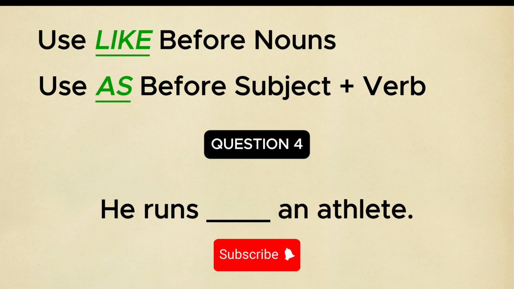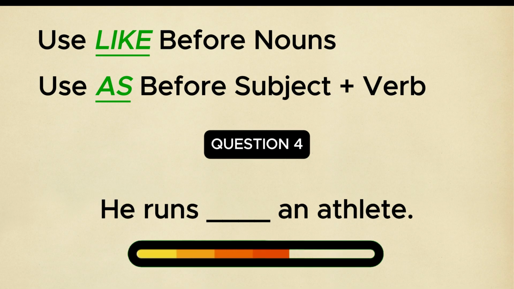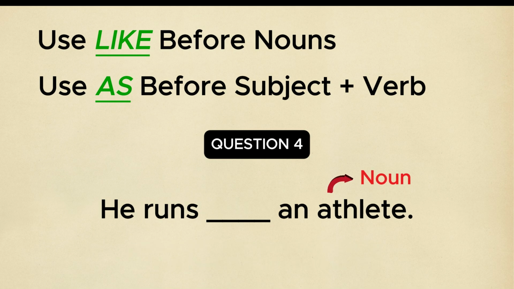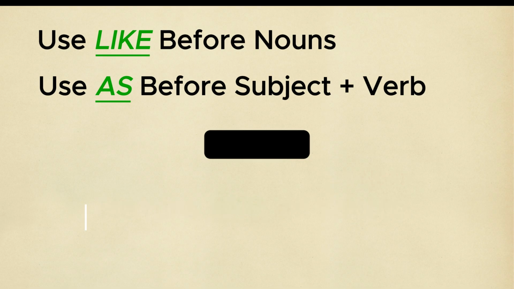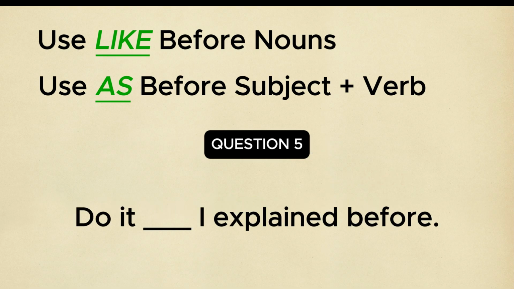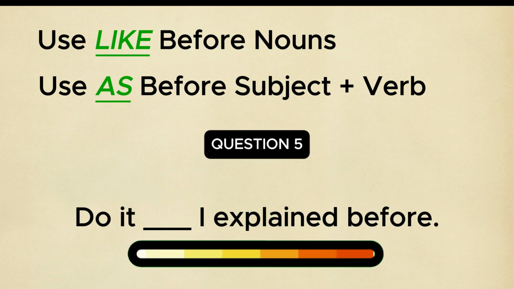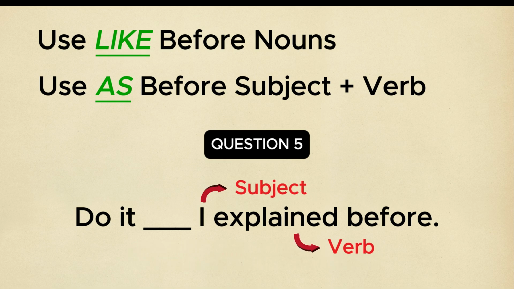4. He runs blank an athlete. This is a noun. The answer is like. 5. Do it blank I explained before. This is a subject plus verb. The answer is as.